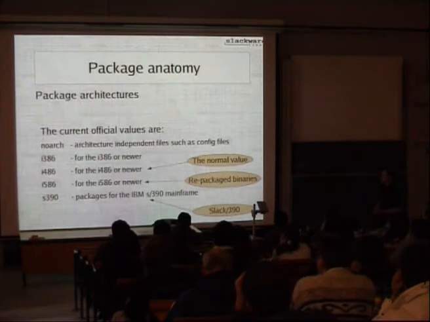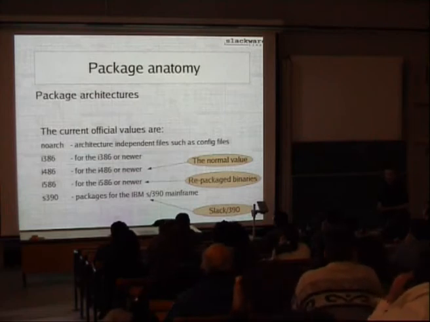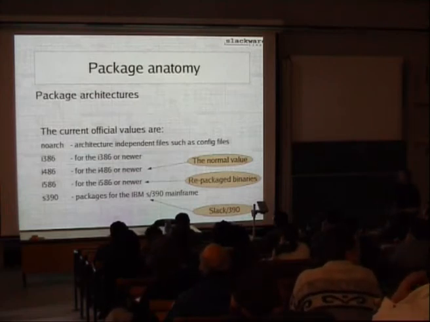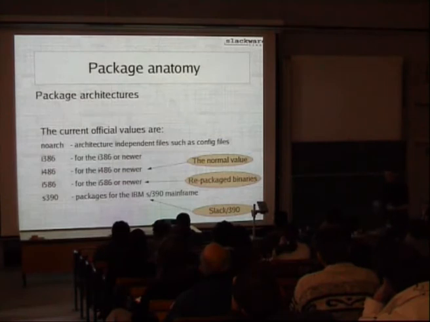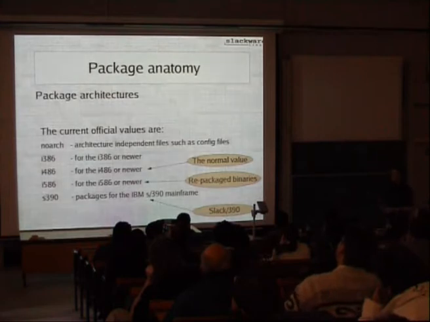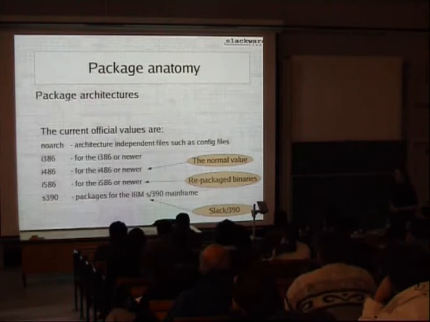Some of the package architectures. The current official values are noarch, which is a package that contains architecture-neutral files, such as config files and various data. i386 is obviously the Intel 386 or newer. Typically, with the latest version of Slackware, you won't find anything like i386 anymore, although there are still a number of i386 packages. They just haven't been rebuilt yet from the earlier versions of Slackware. The i486 is the standard now for Slackware 10.1. It has been since 10. So most packages are built for the i486 or greater.